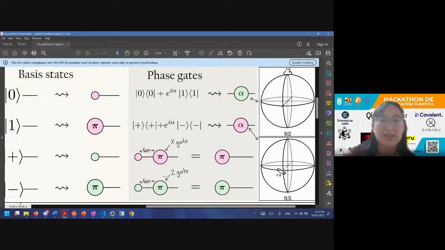So far, what we're going to see in general is that whenever you have two same-color dots connected by at least one wire, here there's exactly one wire, but it could be more, if they're the same color, then you can just fuse them together and add their phases together. By default, if there's no phase label, then it's a phase of zero.